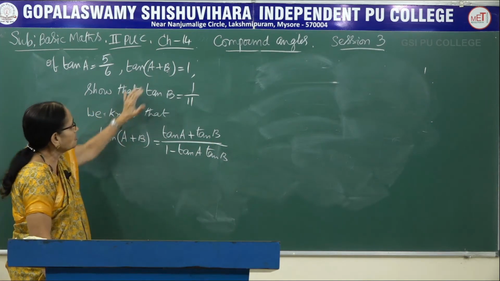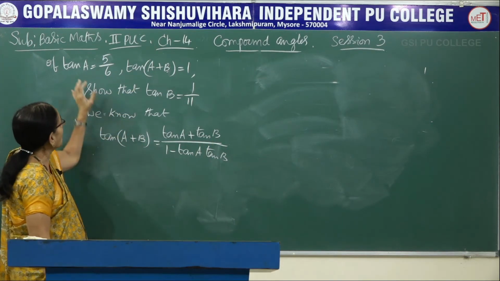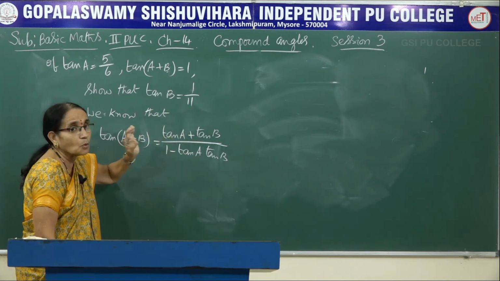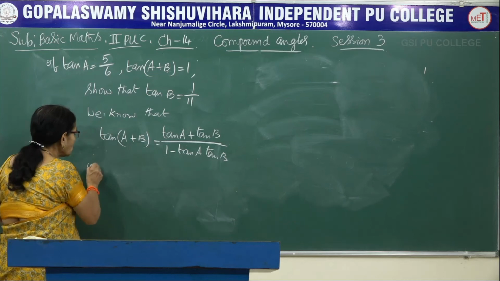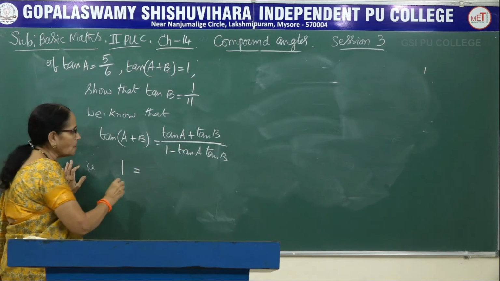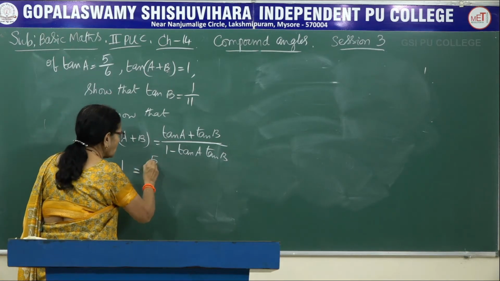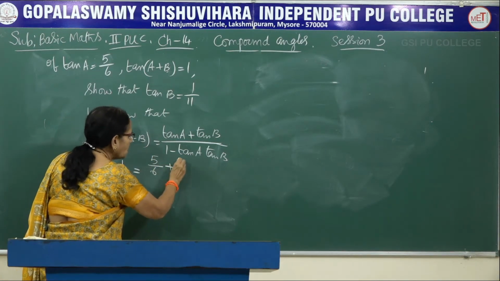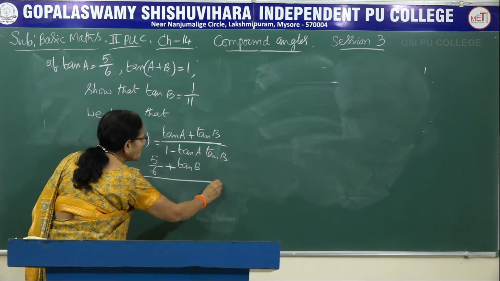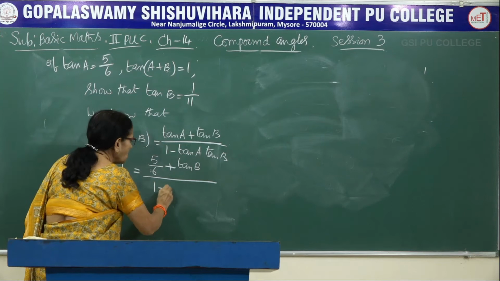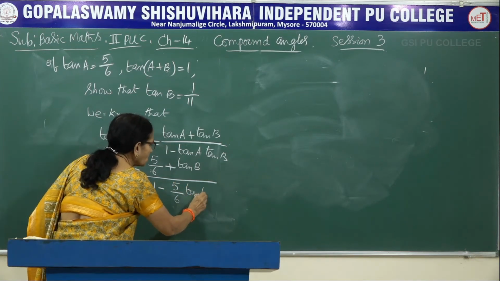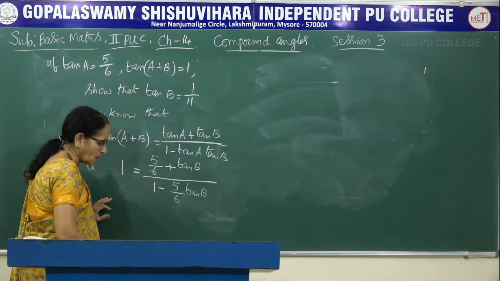Now tan A plus B value is given, tan A is given. So what we have to do? You have to show that tan of B is equal to 1 by 11. Now write the values known to us. Tan A plus B is 1, tan A is 5 by 6 plus, keep the tan B unknown quantity as it is, whole thing divided by 1 minus 5 by 6 into tan B.